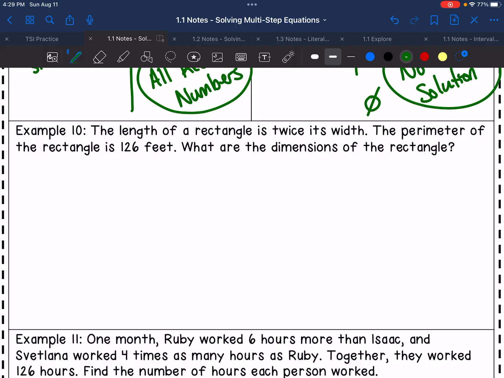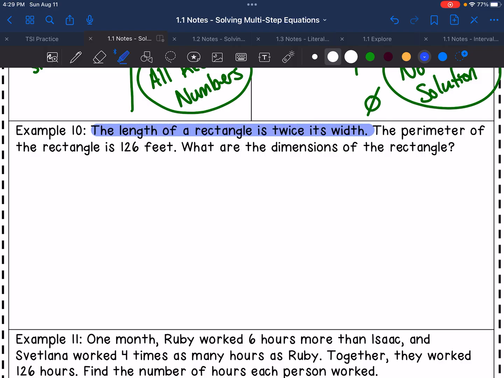Some of these word problems you can solve simply without an equation, but there are going to be times when you can't. So it's better to practice how to do it correctly. So example 10, we're going to start with this first sentence right here.